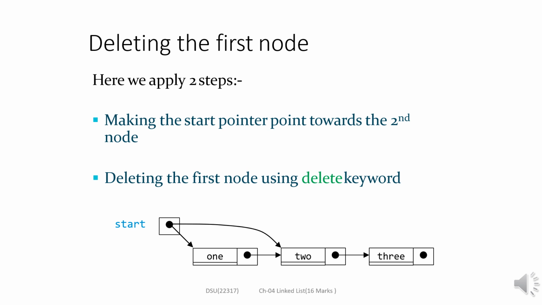Okay, here this is the start, which points to the first node 1 and afterward to the second node 2. So if we have to delete the first node, we can simply move the start pointer to the second node, means start is equal to 2, then automatically the first node will be deleted.